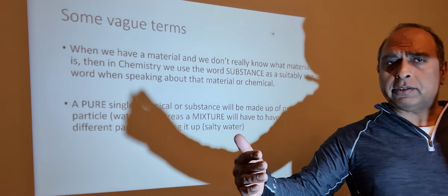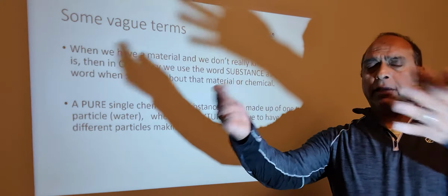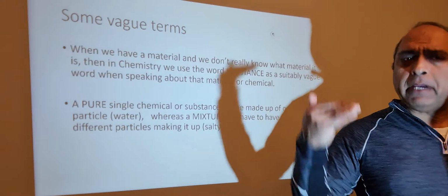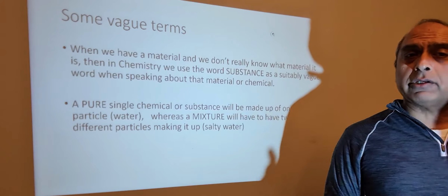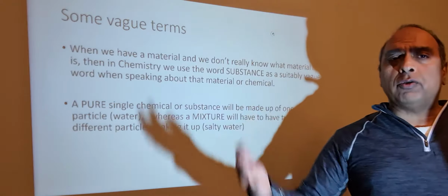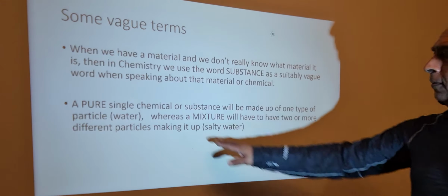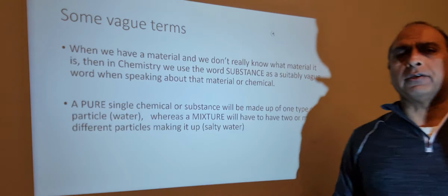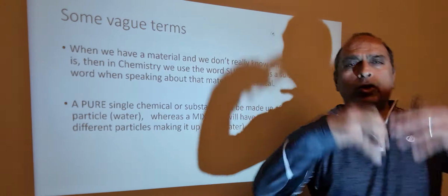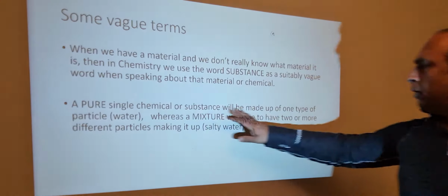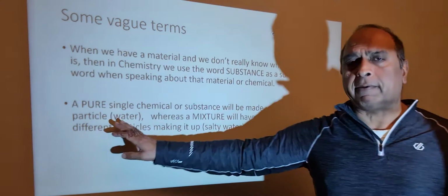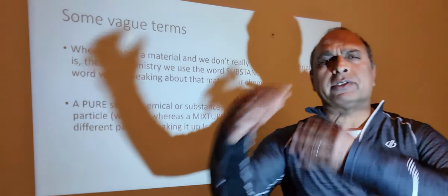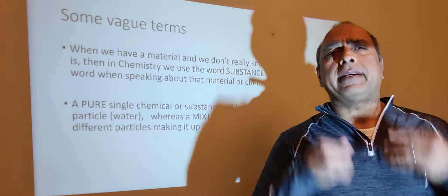Salty water would be a substance, and we would perhaps give it to you. It would look the same as water, but it wouldn't be water, would it? It would be different. It would be a mixture because it would have water in it and it would have salt in it. Salt and water, the whole thing together is a mixture. So you need to know the word mixture is two or more different particles being present, whereas water would be just water particles being present. So a pure substance would be made of one type of particle, whereas a mixture would be two or more different kinds of particles in the same container.